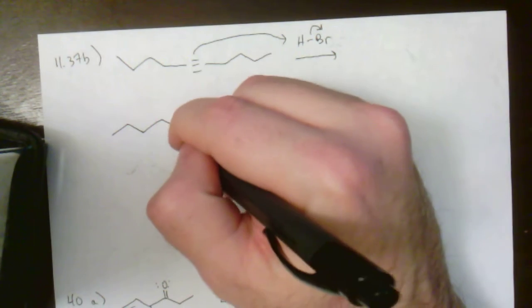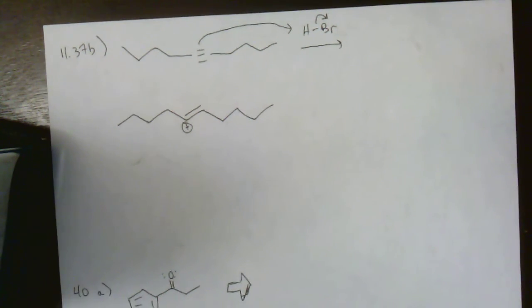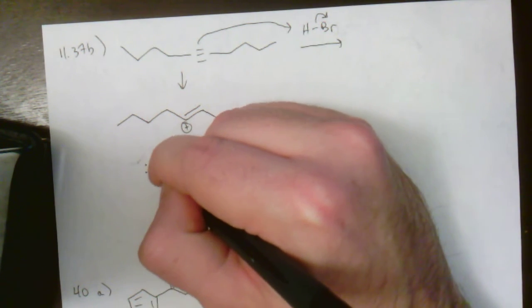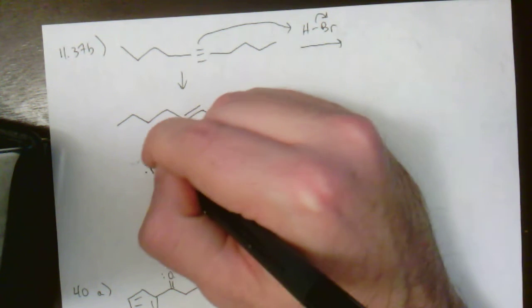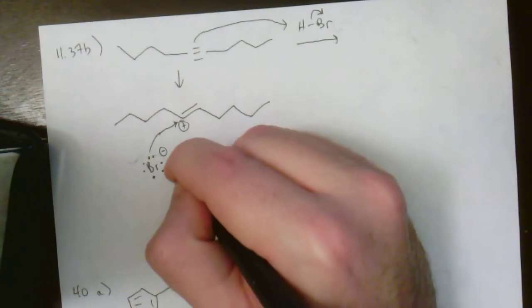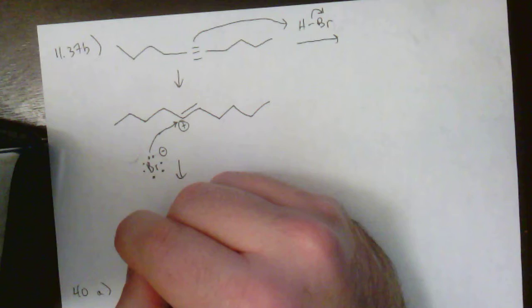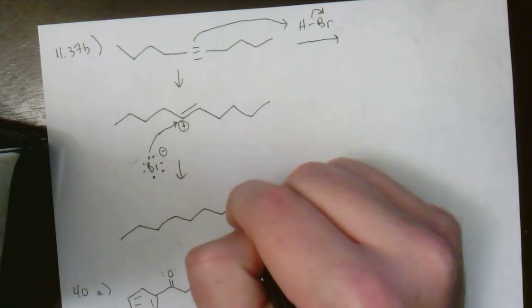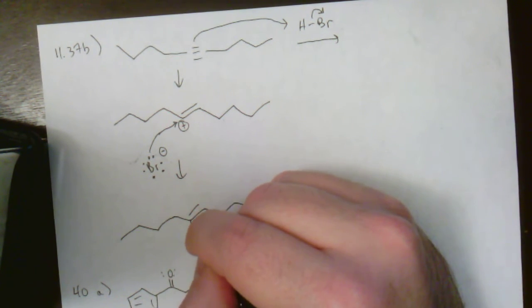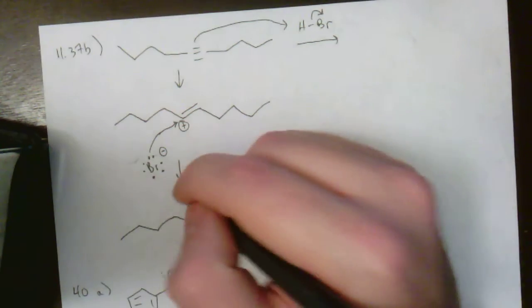And because this is symmetric, I can put this plus charge on either side, right? And that's the same thing. There's really only one unique carbocation that can be formed here. Then my bromide is going to come in and attack that carbocation. And now I'm going to have a bromo group here on this alkene.